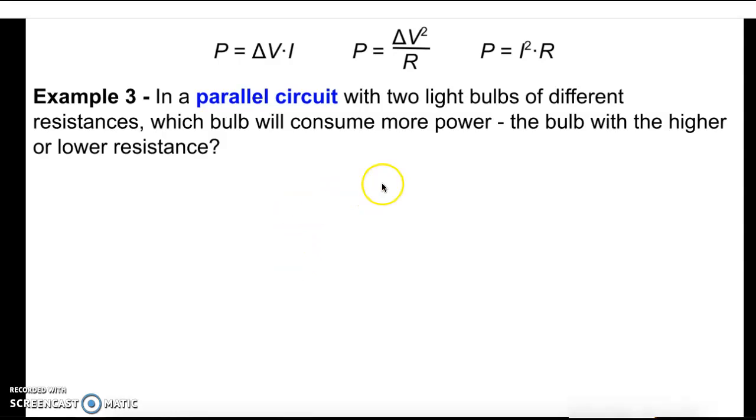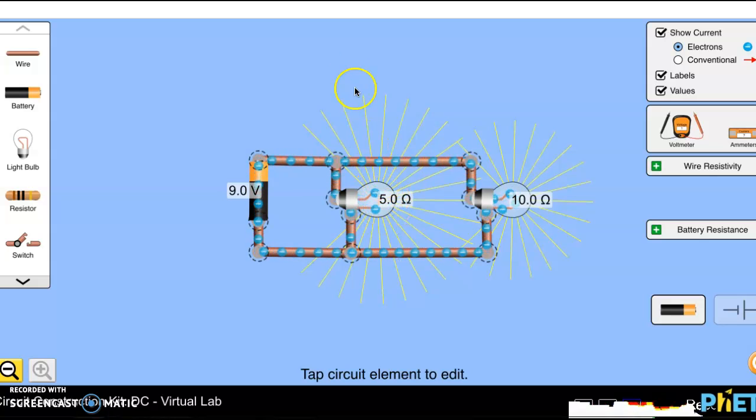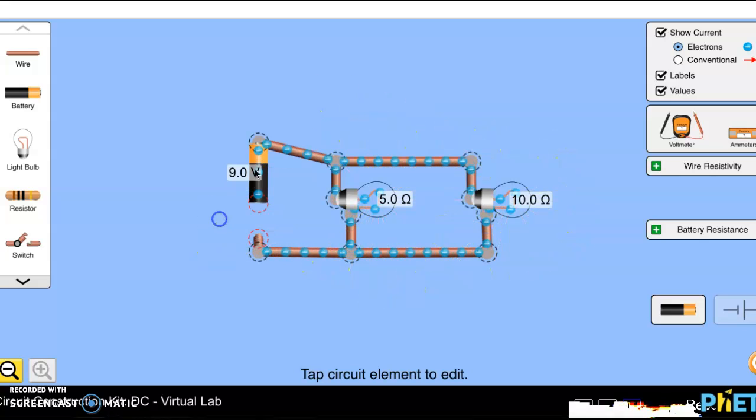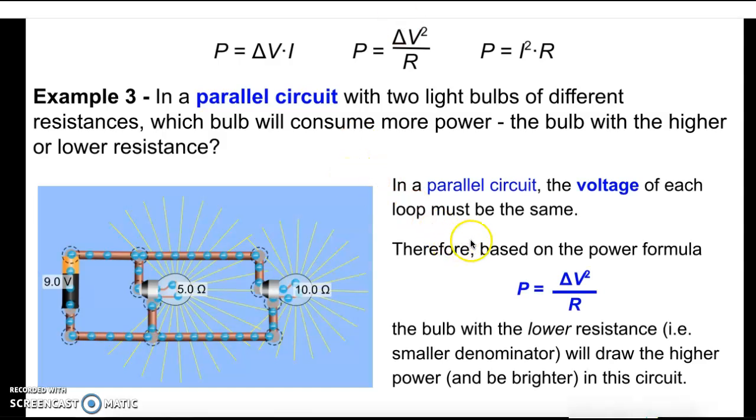Okay, so it's the same question, but in a parallel circuit. So I created this parallel circuit, 5 ohm bulb in one path, 10 ohm bulb in the other path. If I were to connect it to the battery, which one would be brighter? Well, I already told you that the answer is going to be the opposite. Okay, so you can see here the lines on the lower resistance one are longer, so this light bulb is brighter. Okay, so that's the opposite answer. So why is that? So I wrote out the explanation here.